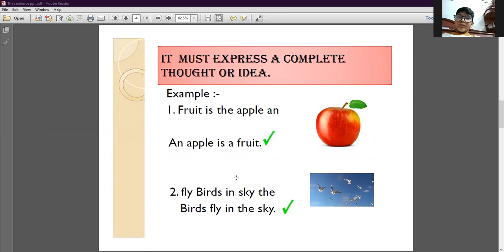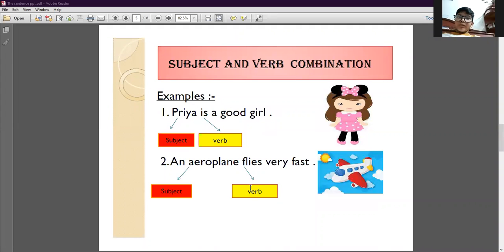Okay student, I hope you are clear that a sentence must express a complete thought or idea. What should a sentence express? A complete thought or idea. Clear, student? Now the next one is subject and verb combination. You know very well that a sentence has a subject and verb combination.